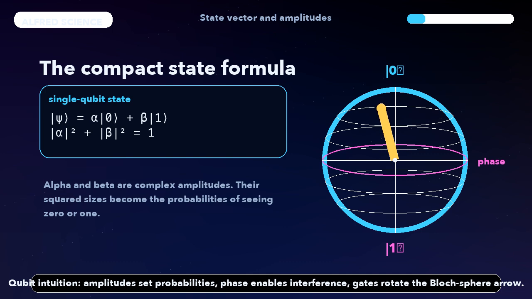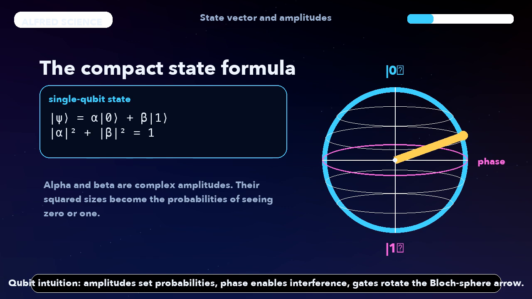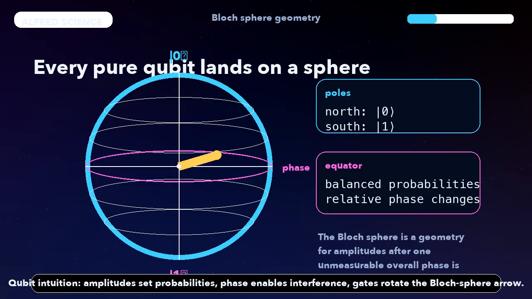Their squared sizes become probabilities, so alpha squared plus beta squared equals 1. That rule means the state has to live on a kind of unit surface. After ignoring one overall phase that cannot be directly measured, every pure single qubit fits on the Bloch sphere. At the North Pole the qubit is definitely 0. At the South Pole it is definitely 1.